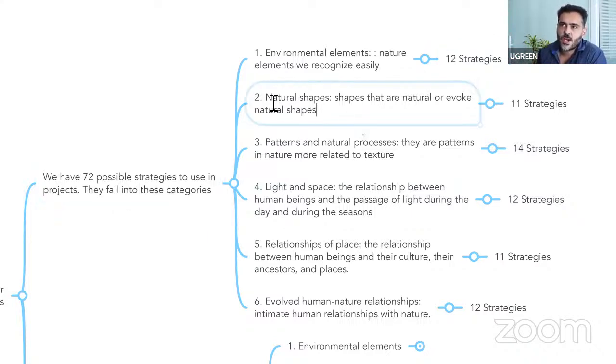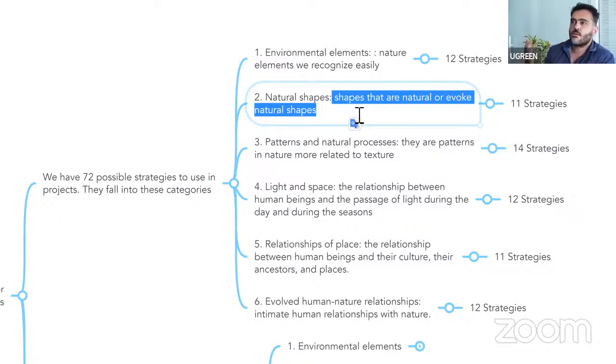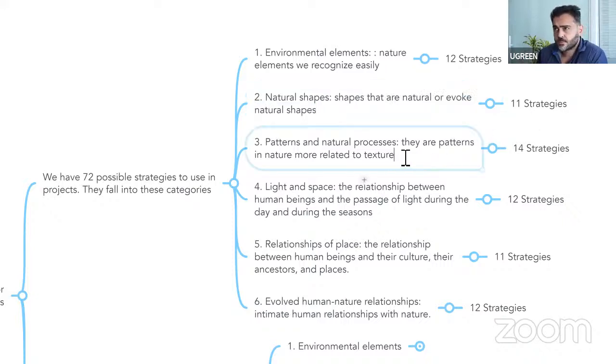Then we have natural shape. This is going to be the second category, okay? So we are going to see shapes that can evoke natural processes. So for example, we can see a column that resembles a tree. It's going to be a natural shape strategy. So we are going to have 11 strategies inside of this.